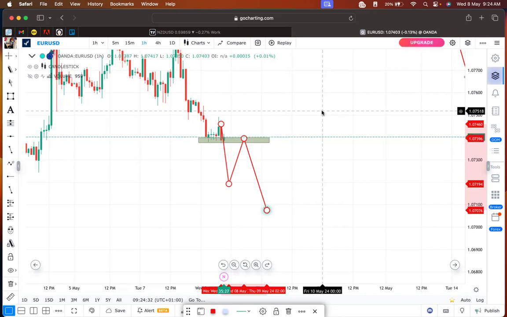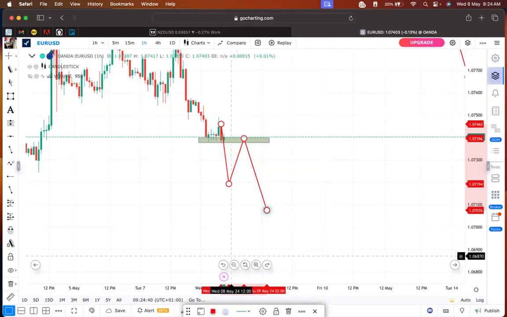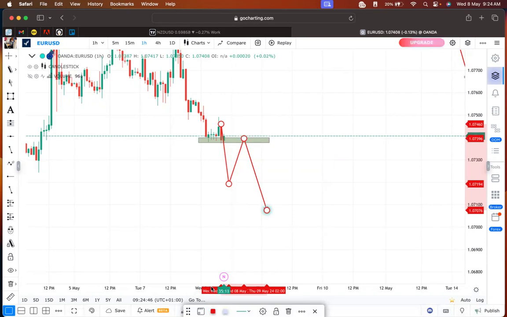Any other question? Okay, so in the absence of any other question or any other currency pair, we'd like to call it a session.